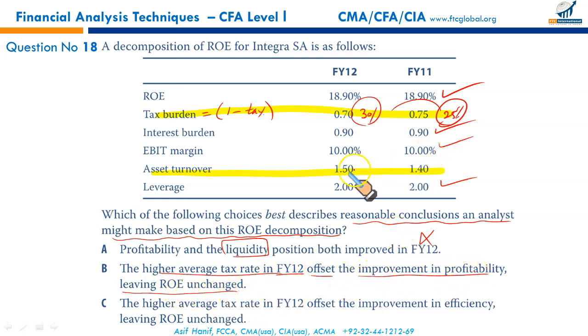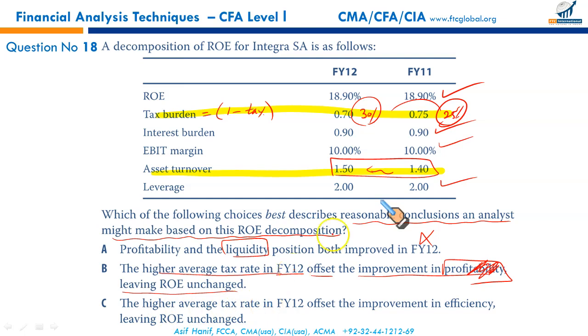Now look at this. Your assets turnover has improved over the period, but there has been no change in profitability. This is the wrong option. Profitability, EBIT is the same, ROE is the same. So there has been an increase in efficiency, 1.4 to 1.5. Previously we generated $1.4 revenue from every $1 of investment in assets. Now we have generated $1.5 of revenue from $1 of assets. So there has been more efficient use of the assets now.